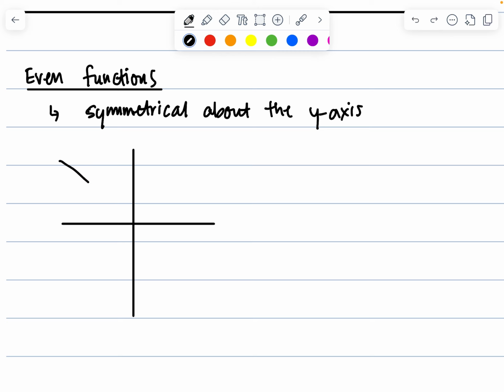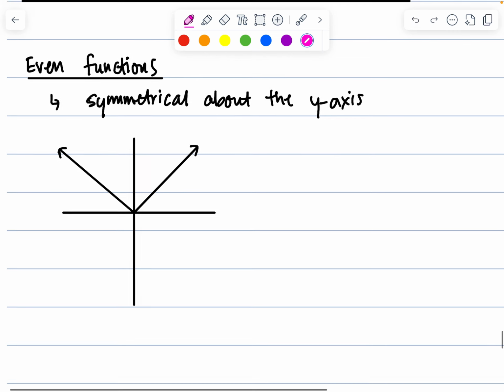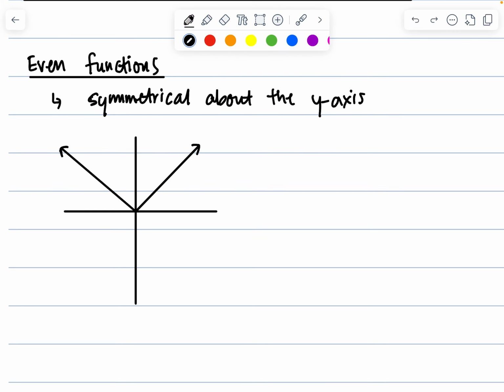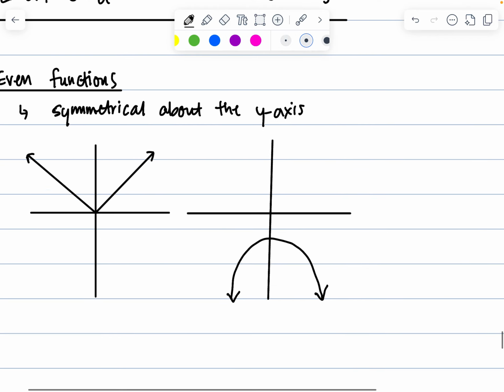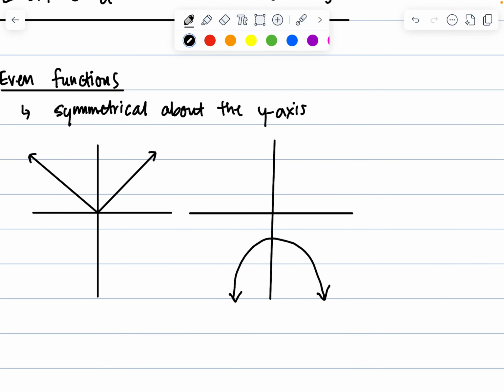Okay, so we could also have absolute value. Absolute value is an even function because it is symmetrical across the y-axis. And like I mentioned, we also have quadratics. So if we have, for instance, let's try another one, a quadratic, it does not have to be at the origin. It could be anywhere just as long as it's symmetrical about the y-axis. It could be pointed down as well. It is symmetrical across the y-axis. Okay, so a little tidbit.